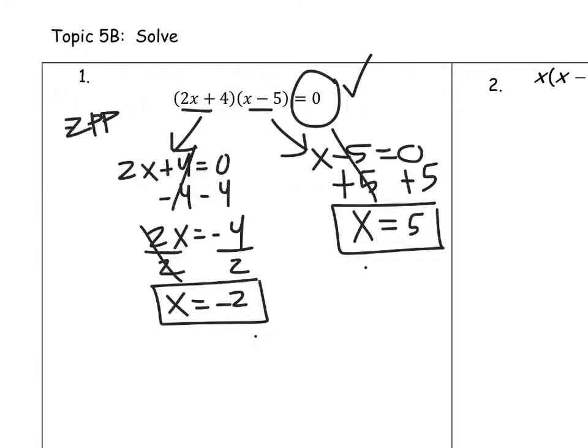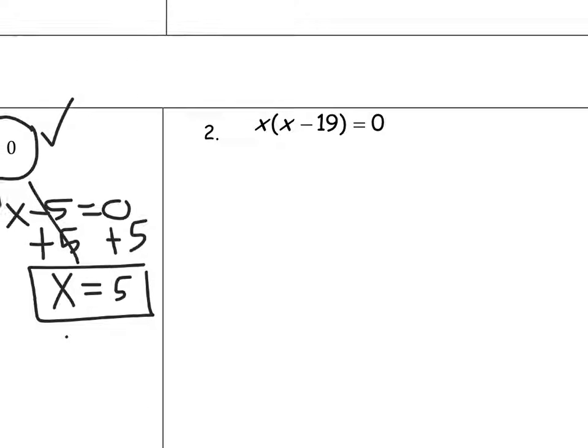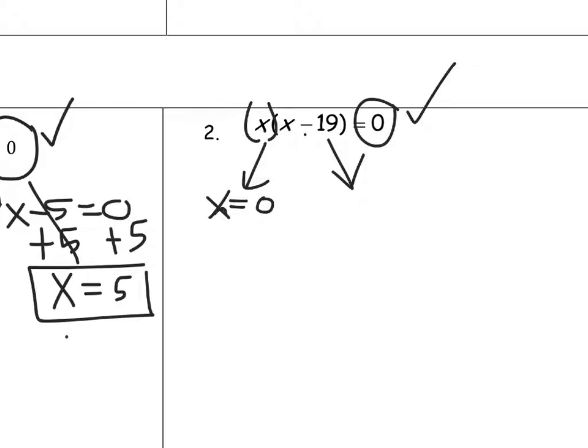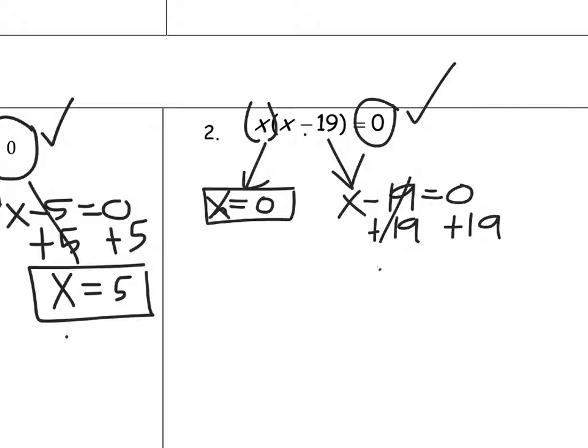So, next one, check if it's equal to 0. It is. Check if it's factored. And it actually is factored. I can put that x in parentheses. This is factored. I'm going to take both factors and set them equal to 0. The first one is x equals 0. That's already solved. The next one is x minus 19 equals 0. Add 19 to both sides, and I get x equals positive 19.